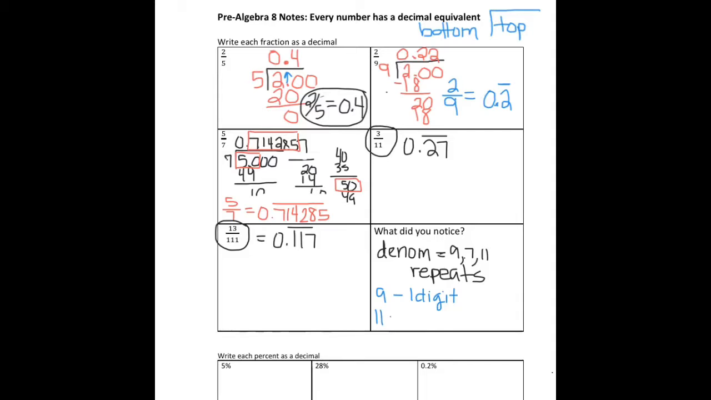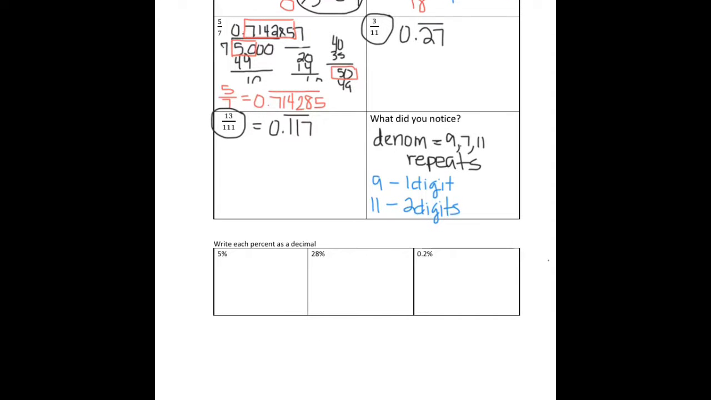When you have 11 in the denominator, you have 2 digits that repeat. When you have 111 in the denominator, you have 3 digits, although I don't know if that's all the time. Maybe we'll wait on that one. And the 7 has multiple digits that repeat. It really just depends. So next we're going to do this turning a percent into a decimal.